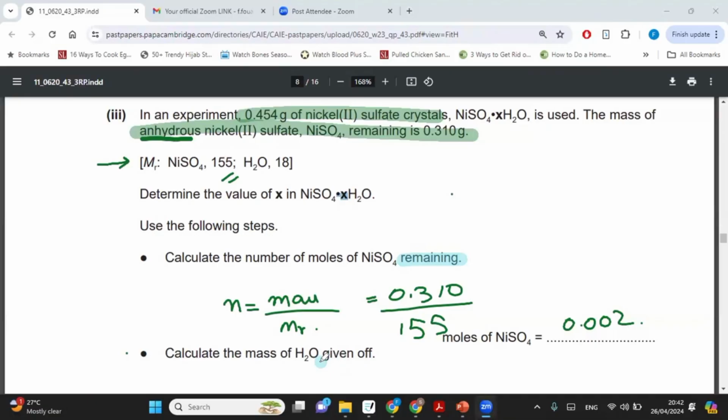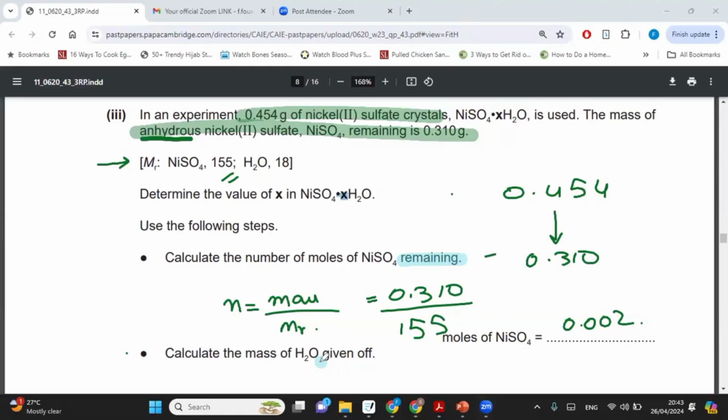I'll give you guys a hint. The initial mass was 0.454. After you evaporated all of the water, you were left with 0.310. The mass decreased. How did the mass decrease? Why did the mass decrease? Yes, you're correct, Madiha. We're going to subtract them. We're going to subtract the two masses.